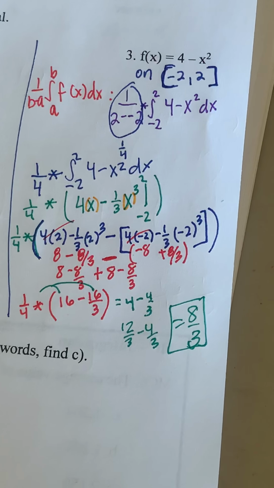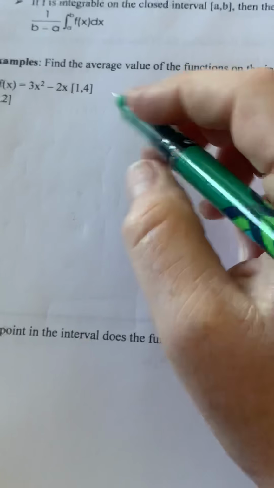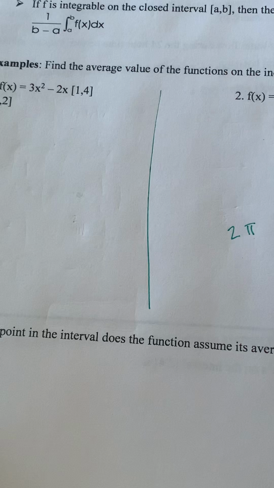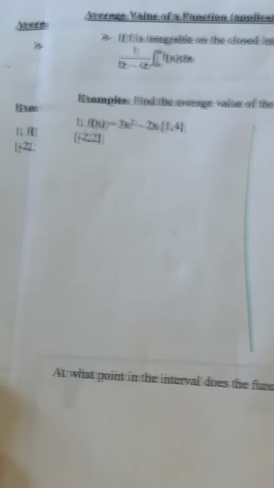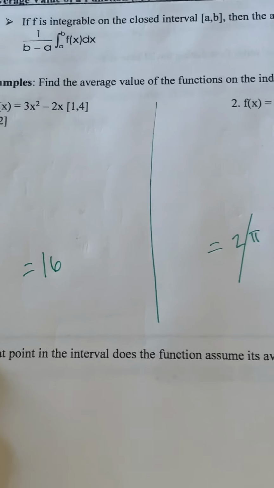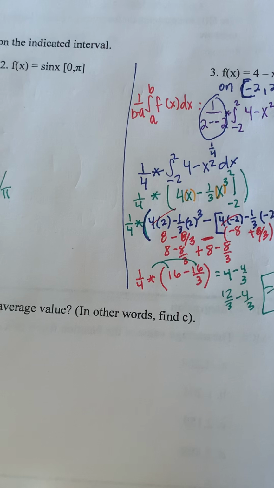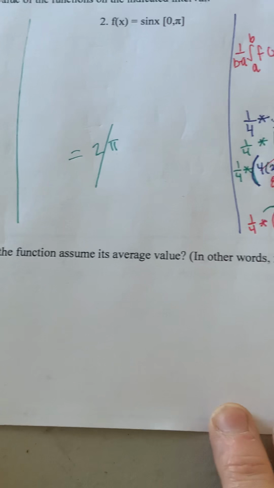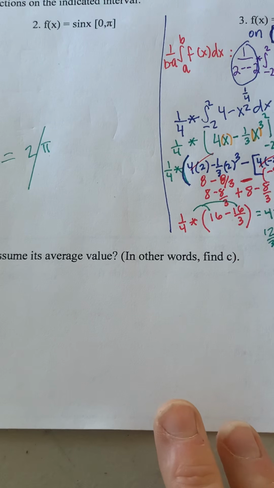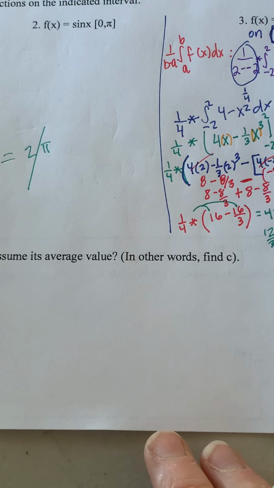Okay, so we've had those 3 done, and now I ran out of room on the other videos, so let me write what we got for these: 16, 2 over pi, and 8/3. Okay, so let's answer this other question here. At what point in the interval does the function assume its average value? In other words, find c. So we found what f of c was, but now we want to find c.